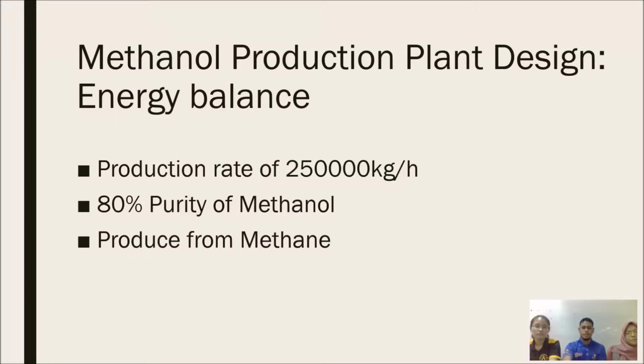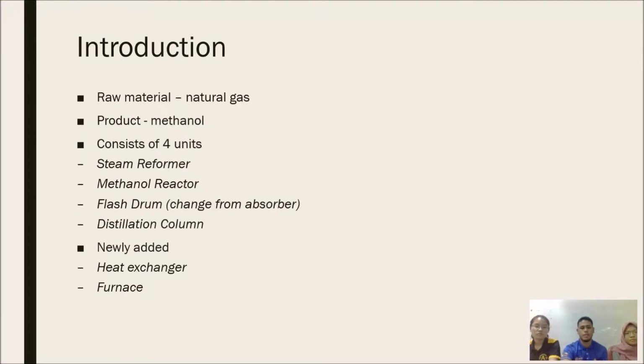So, in our project, we need methanol production for our plant design in the energy balance cost. So our requirement is a production rate of 250,000 kilograms per hour, 80% purity of methanol, and produced from methane.